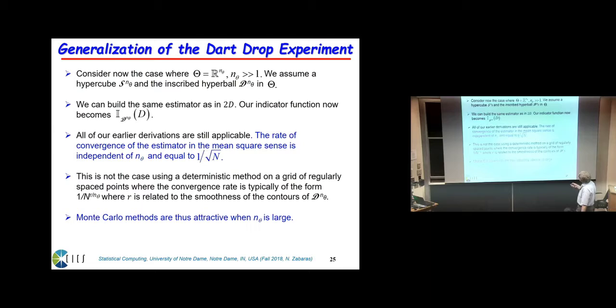So we are 1 when we hit this hypersphere in n theta dimensions, and it is 0 otherwise. The bottom line is the rate of convergence of the estimator, in the mean square sense, is independent of n theta and is equal to 1 over square root of n. So it doesn't really make a difference if you do this in 2 dimensions for a circle, or a sphere, or a hypersphere. The mean square error varies with n as 1 over square root of n.